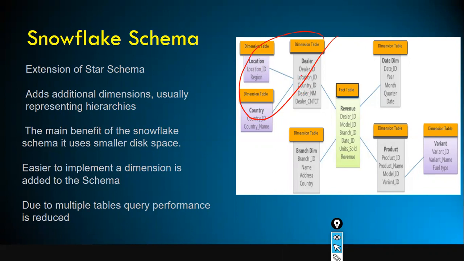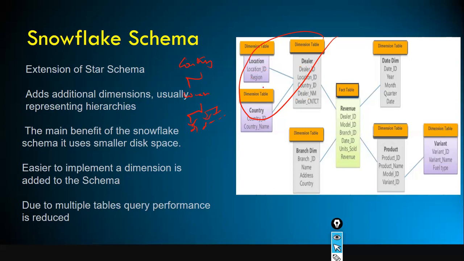Since we are creating the additional dimensions, it represents a kind of hierarchy. Each country has locations, and in each location you have different dealers, dealer 1, dealer 2, etc. To create some kind of hierarchy, you can go with this. The advantage of the Snowflake schema is that it requires less storage space, because you don't store the data redundantly.